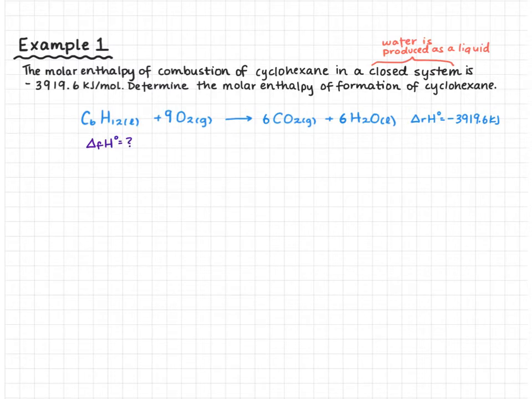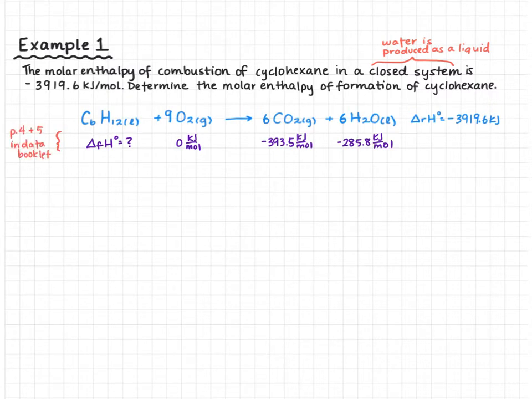The formation enthalpy of oxygen is going to be 0 because it's an element in its standard state. The formation enthalpy of carbon dioxide is negative 393.5 kilojoules per mole. And the formation enthalpy of liquid water is negative 285.8 kilojoules per mole. And these values all come from pages 4 and 5 in the Chemistry 30 data booklet.